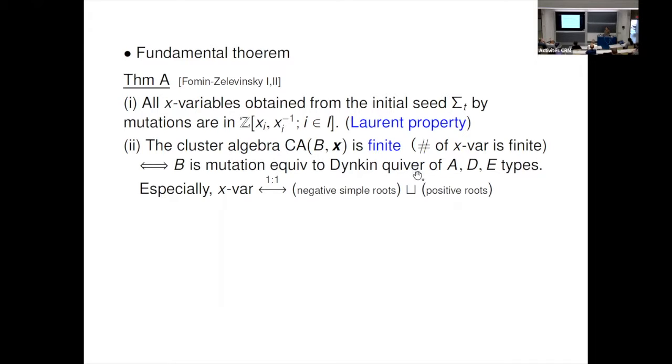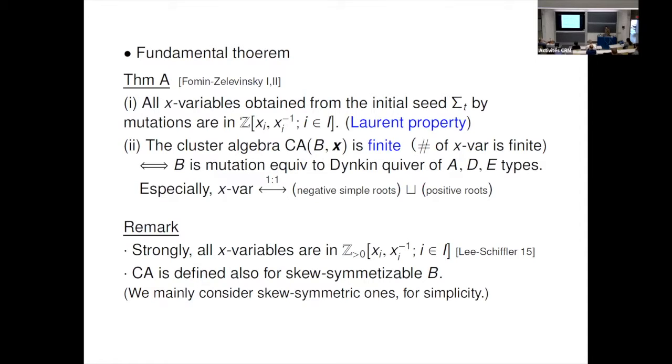In the case that the cluster algebra is finite, there is a one-to-one correspondence between the finite number of X variables and the negative root and positive root set of the corresponding Lie algebra. I will show the example soon. So this is really a finite set. I'd like to remark that after the proof of Fomin and Zelevinsky, in the skew-symmetric case, like now, the first claim of the theorem becomes stronger. All X variables are in the Laurent polynomial ring of the initial cluster variables, but the coefficient is always positive. It is now proved.